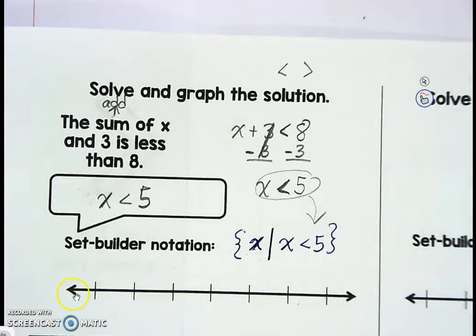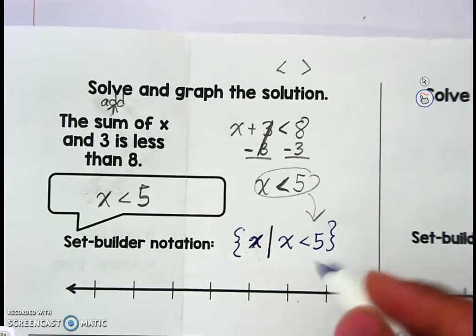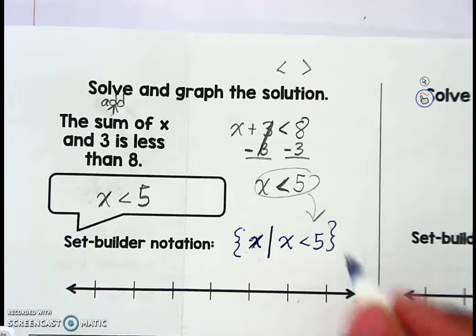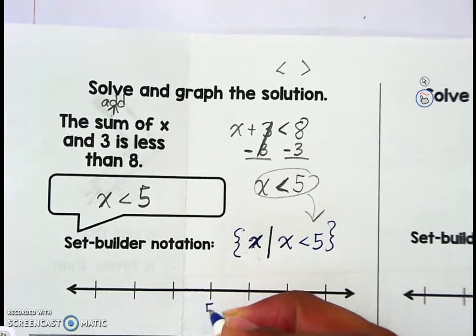Alright, now, the last part is to graph it. And here, really, what I want you to do is go ahead and put the number right smack dab in the middle of that line. So here we say x is less than 5. So we put 5 smack dab in the middle of that line, right there.